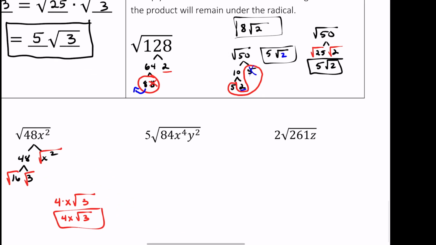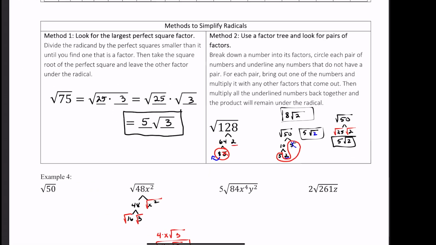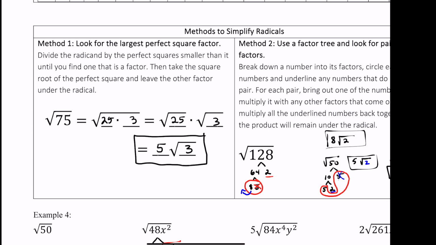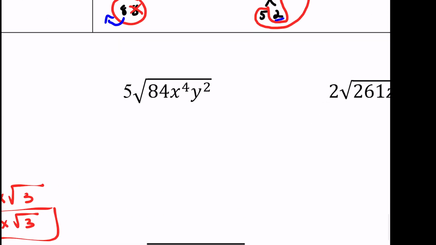Alright, so let's go ahead and move on to this problem here. 5 times the square root of 84, x to the 4th times y to the 2nd. I'm going to use method number 1 here, look for the largest perfect square factor. So here's the thing. You need to remember that 5 is outside of the square root, and this is very, very important to note, okay? So 5 is going to be outside of the square root, and then here I can just go ahead and rewrite this as 84 times x to the 4th times y to the 2nd.